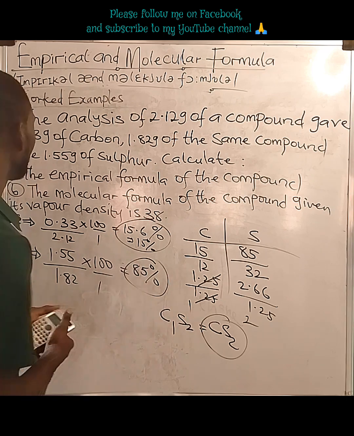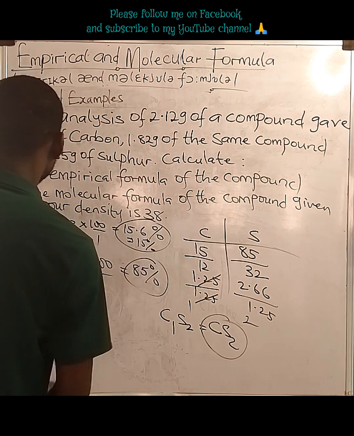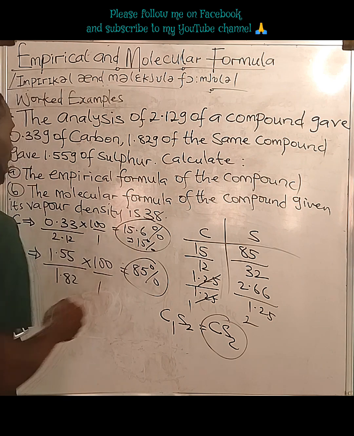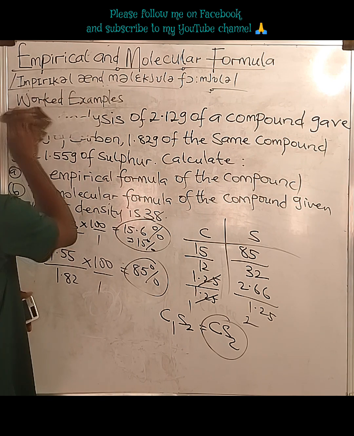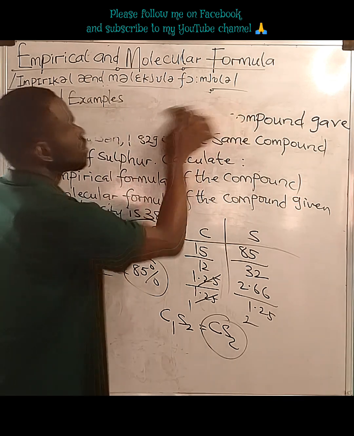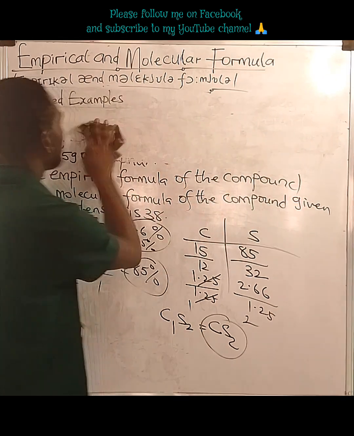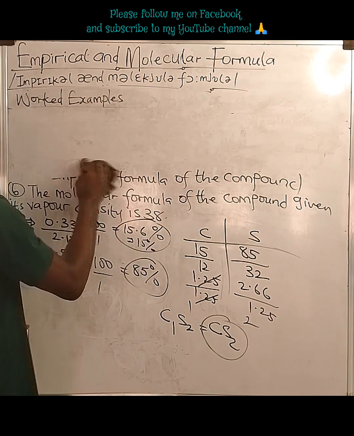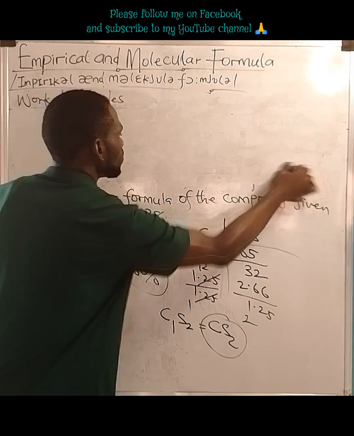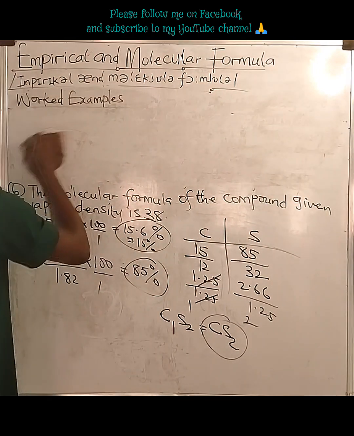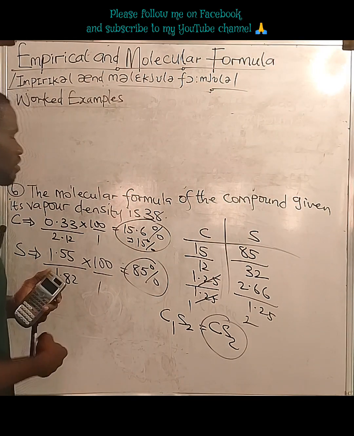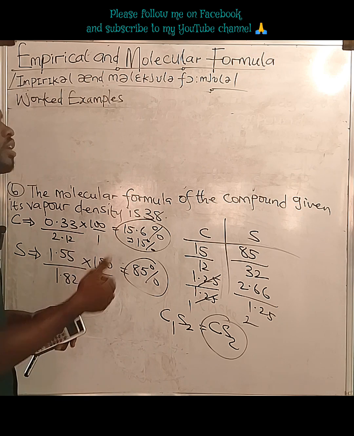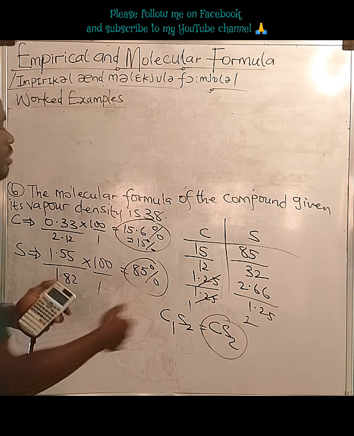The next thing we're going to get now is our molecular formula. We are asked to get the molecular formula, and we've been given the vapor density. So how do we get the molecular formula? Let's see how we solve for it. The molecular formula is very easy. I'll just show you the major difference between them. You've seen the difference between them already, but now the arithmetic difference. So how do we solve for the molecular formula when we have the empirical formula already?